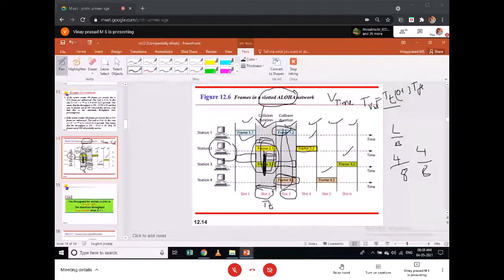I would say we achieved a 50% improvement in efficiency over pure ALOHA. In pure ALOHA, if you see that example, out of 8 frames only 2 were successfully completed or survived. The remaining 6 frames collided, so 6 frames were lost. After making this modification, slotted ALOHA, we were able to increase the efficiency of this protocol.